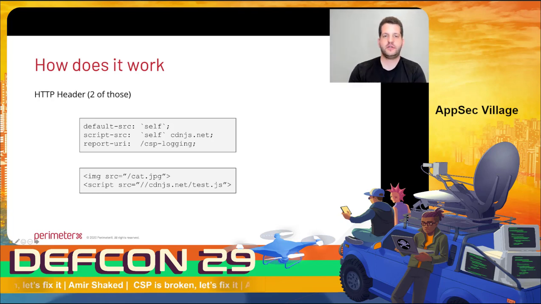So let's look at this example. We have 3 directives, the default source, script source and report URI. What we basically have here is that default source 'self' says anything from the website's domain can be loaded.